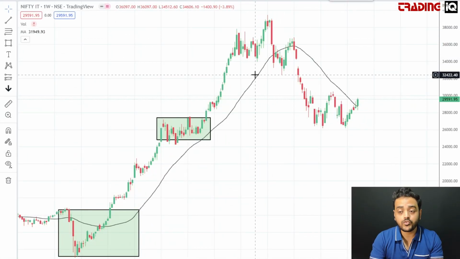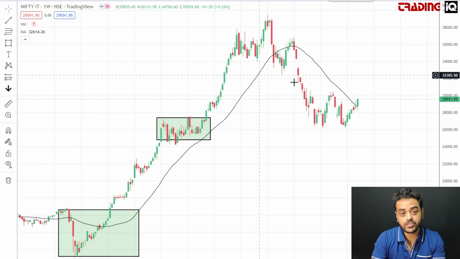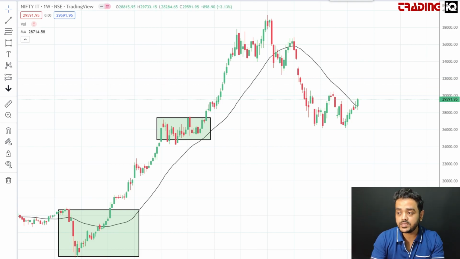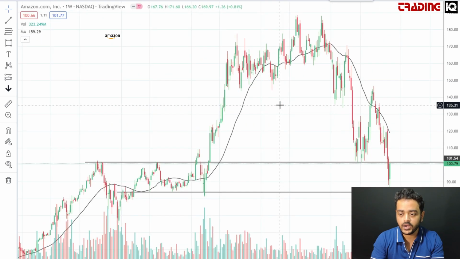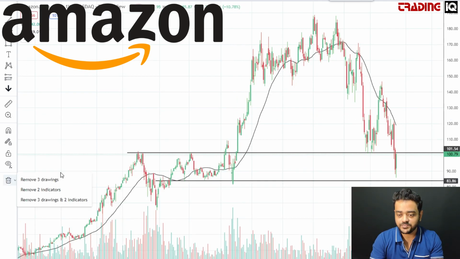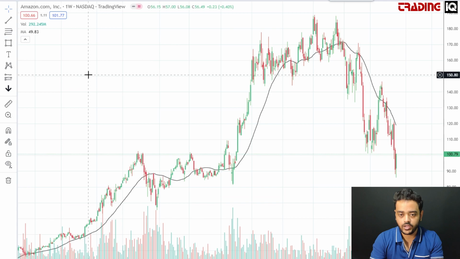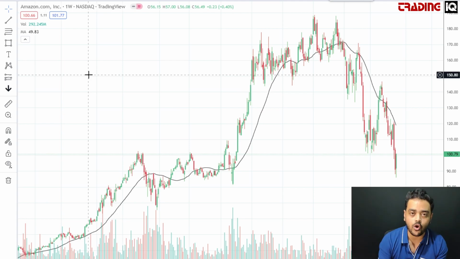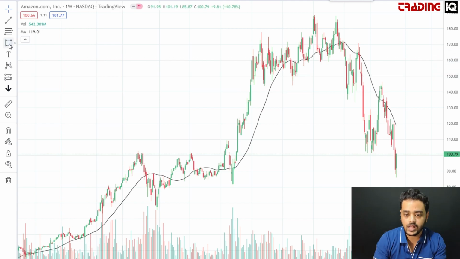Now I'll have to compare the global market with the Indian IT market because it is very significant. So I'm going to share a couple of big players from the global market, that is Amazon. So this is Amazon. Let me remove all the drawing because it is very important for us to compare the IT market with the global market to determine which market is stronger. And of course the Indian market is way stronger than the global market. Why? I'll share in this video, so please watch till the end.